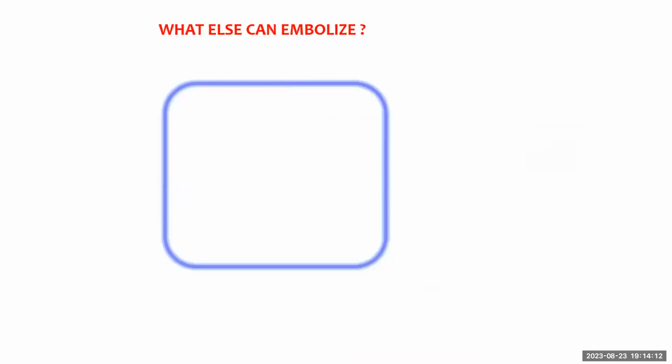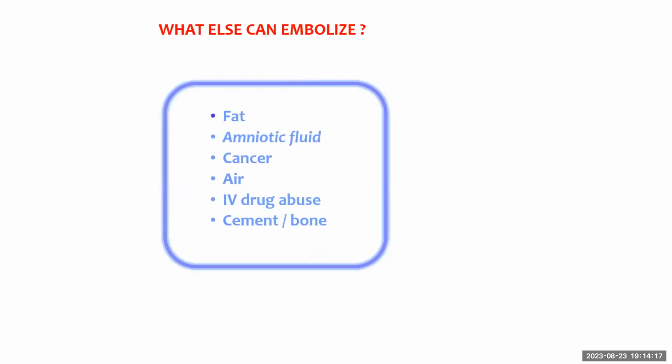So what else can embolize? What is the differential diagnosis for pulmonary embolism? Sudden onset dyspnea and hypotension could be fat embolism, which occurs in the setting of trauma, then amniotic fluid embolism, which is a very important differential in pregnant females because they are predisposed to pulmonary embolism. Then there can be cancer emboli, tumor emboli, which behave like pulmonary embolism. There can be air embolism, especially in surgical patients. There can be IV drug abuse patients who can be predisposed to emboli of the material they are injecting, and cement and bone can also embolize in patients who undergo arthroplasties.